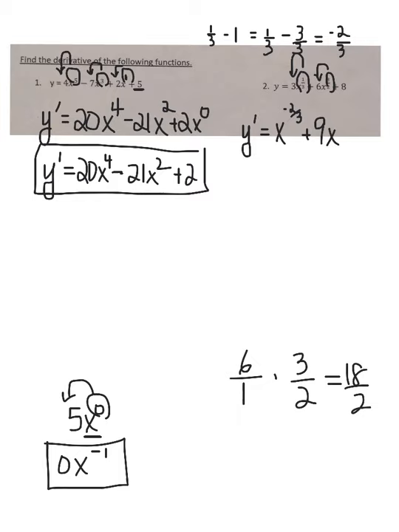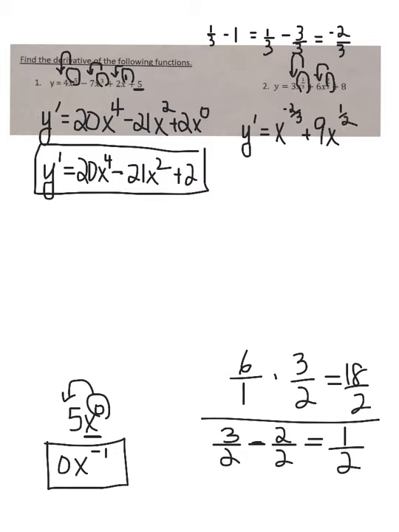9x to the, now I've got 3 halves, right? I'm also going to put this down here at the bottom. I have 3 halves as my original exponent, and I want to subtract 1 from it. But I'm going to look at this denominator, and I'm going to say, oh, well, wait, that's a 2. So instead of subtracting 1, let me just write it as 2 over 2. It means the same thing, right? And then when I subtract fractions, subtract the numerator, keep the denominator. So this would be to the 1/2 power.